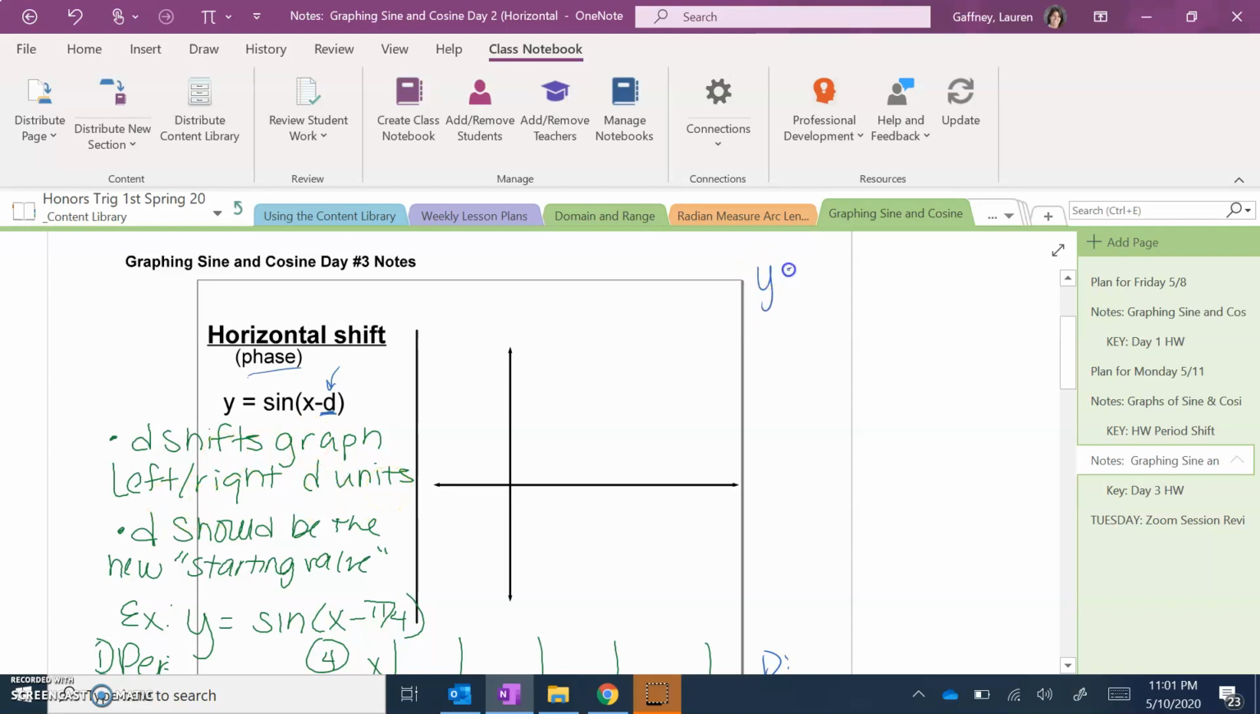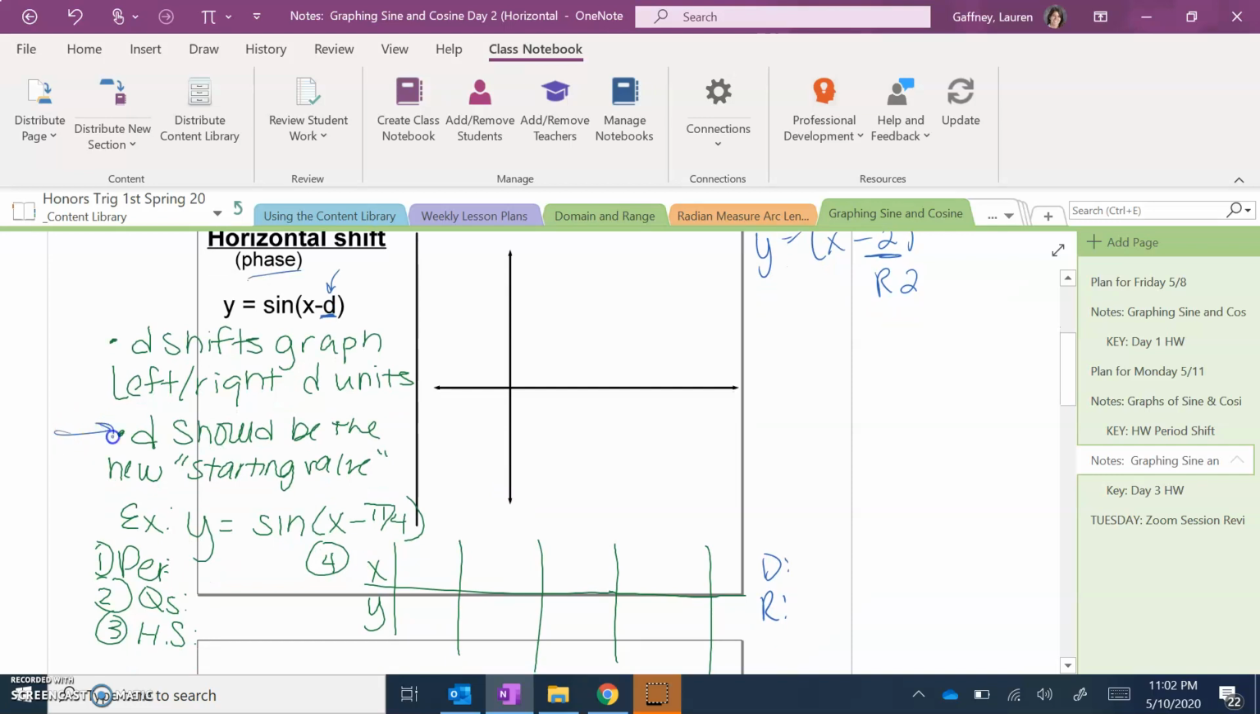Think back to algebra 2. When you had something like this, it shifted your graph up 3, and if it were minus 3, down 3. If you had something like this, that shifted your parabola to the right 3. Or if it were a plus 2, to the left 2. Sorry, I said 3. Okay? So same thing here. This is shifting our graph left or right that many units.